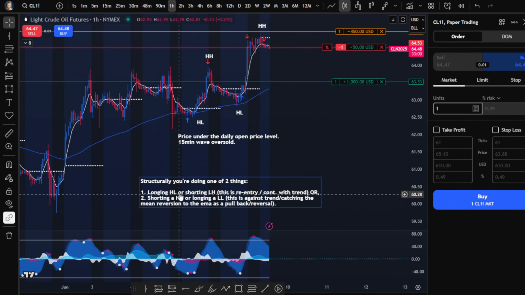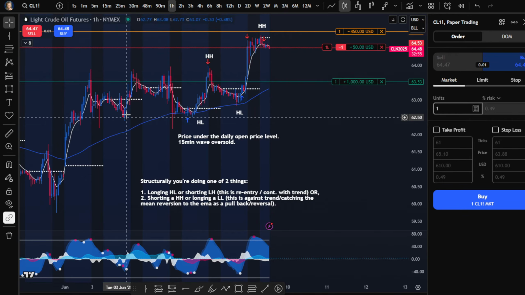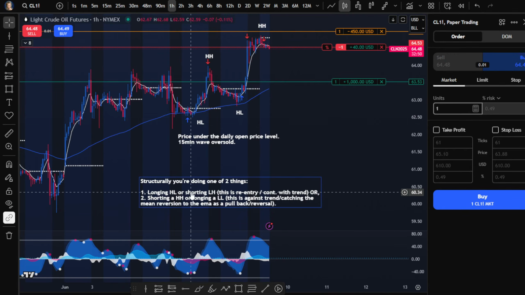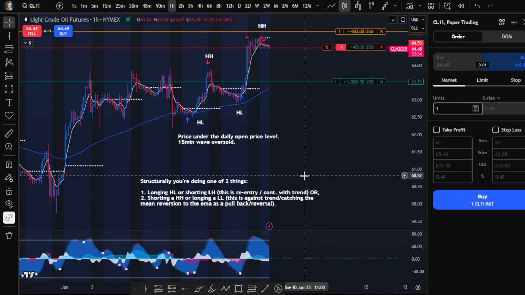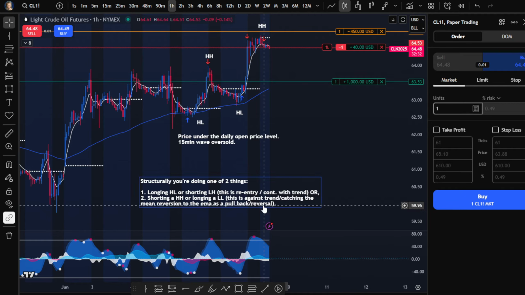You only want to long a higher low in an uptrend, which is the example that I'm going to show you for crude oil, or you want to be shorting a lower high in a downtrend. So these are re-entries or continuations with the trend. And then if you want to be against the trend, you're going to be shorting a higher high back to the EMA, or you're going to be longing a lower low. So it's either a pullback to the EMA or it's going to be a full reversal.